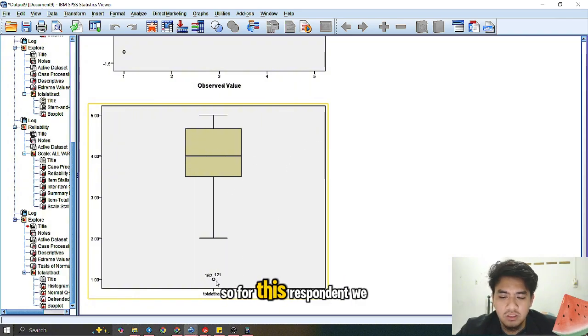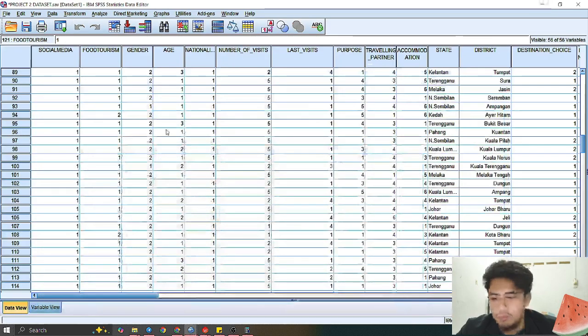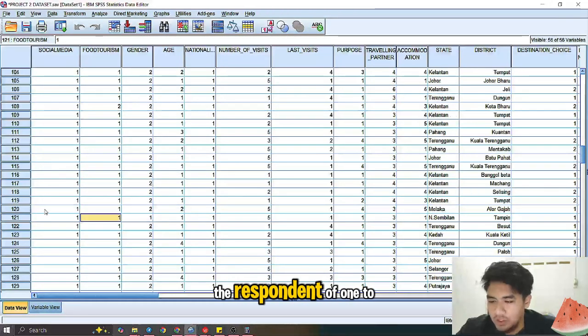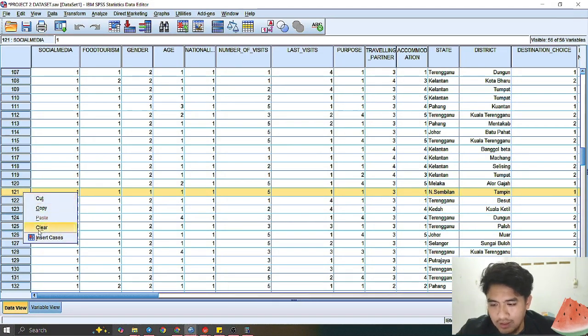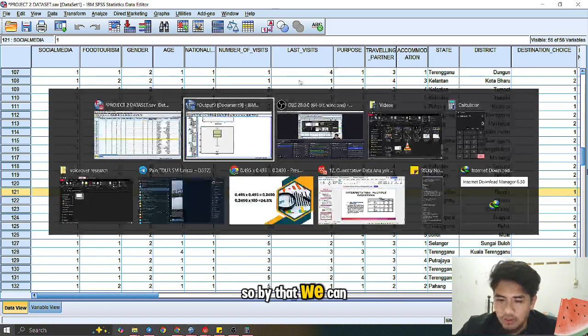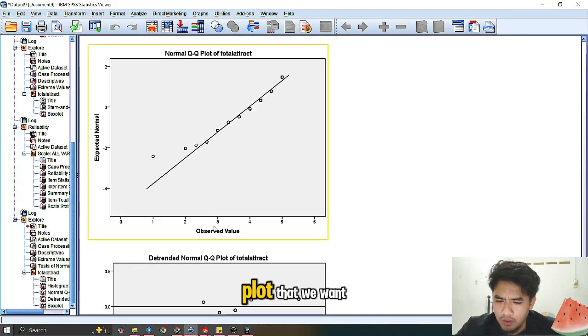So for these respondents, we can choose to fix or clear them. We can go to respondent 121 here, as you can see. We can right click and clear, and also we can fix the data. By that we can make the range of data go back to normal and get the plot that we want.